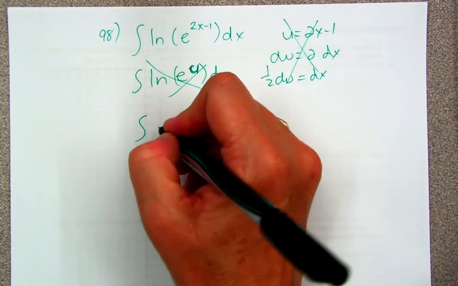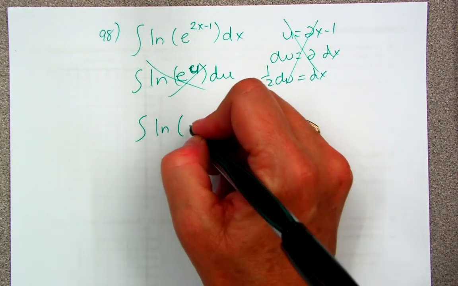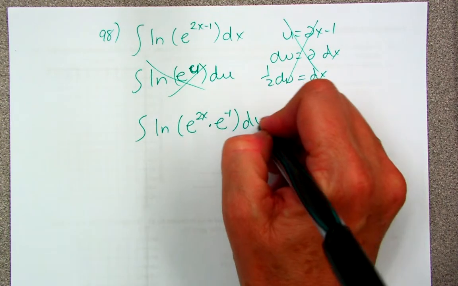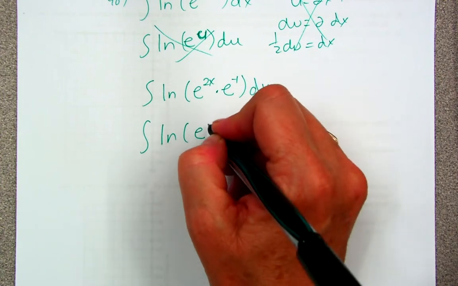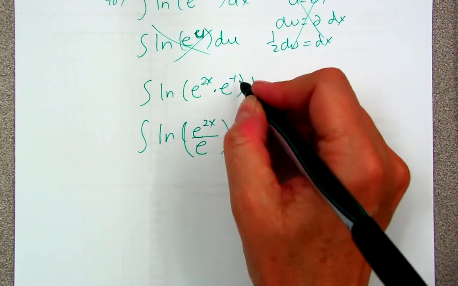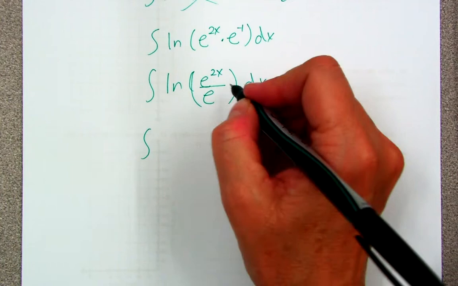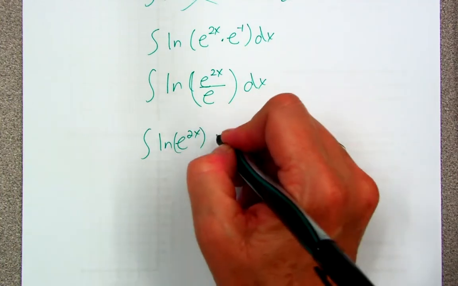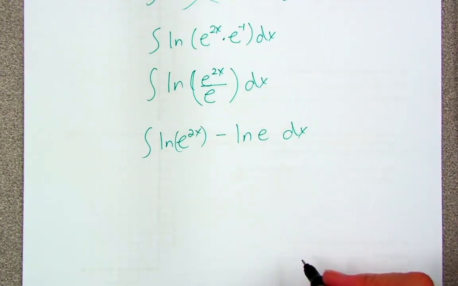Oh, what if I rewrote that? Let's see, what is that? That's e to the 2x times e to the negative 1. That's e to the 2x over e, right? And then I could use the product rule, like so.